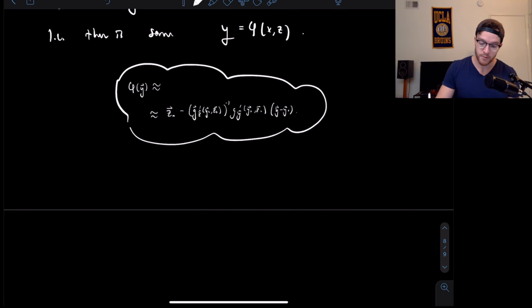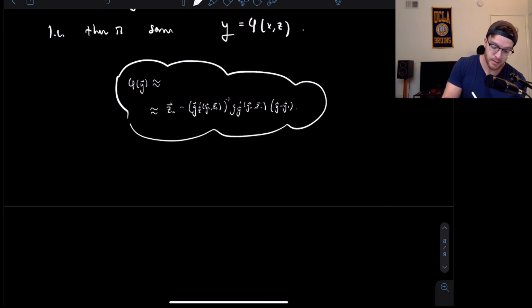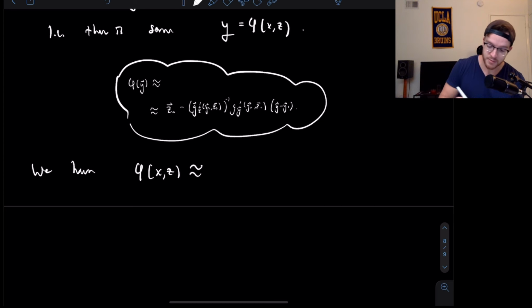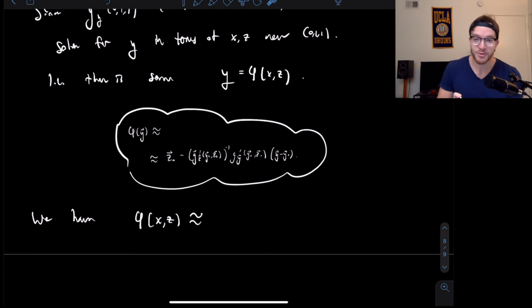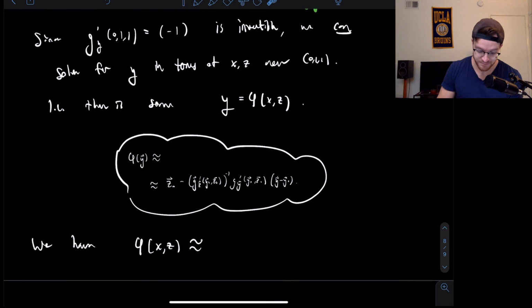So we don't know what phi is, but we have phi of x, z is approximately going to be, well, we'll have to be a little careful with the variables here because we're using x, y, and z, instead of like the y1 to z1, whatever. So this number is the output of phi at the point 0, 1, which is the y value. It's the number 1.